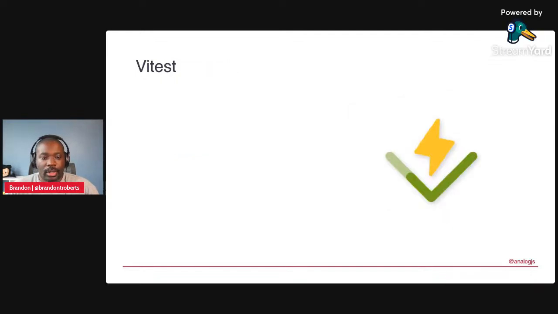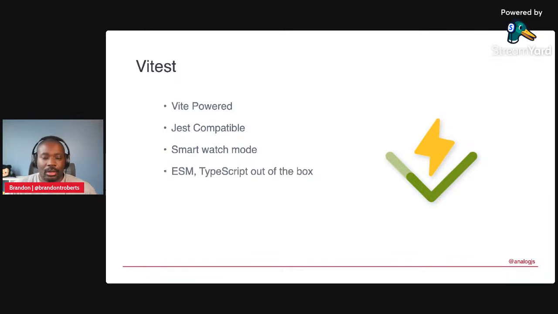There's also Vitest, which is built on top of Vite, and this is part of what Analog provides also. It's powered by Vite. It's also Jest compatible, so you get a similar API, a smart watch mode where it only transforms files that are needed, and another thing, ESM and TypeScript support out of the box.